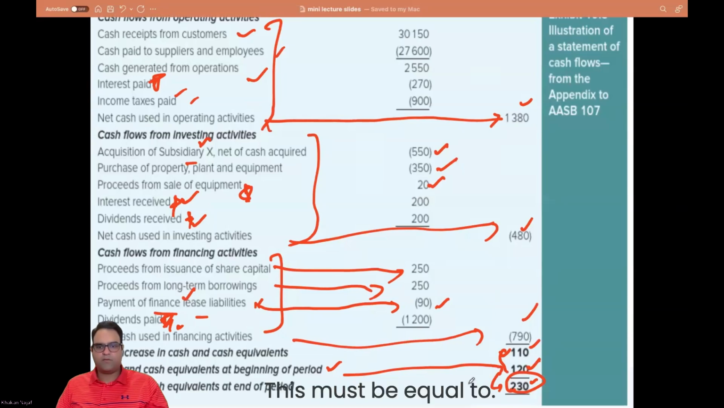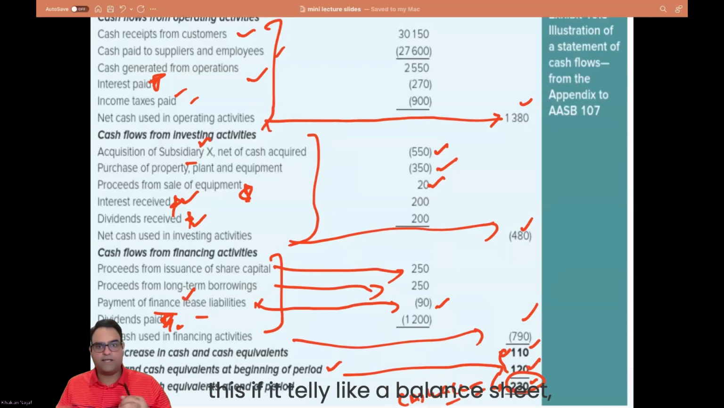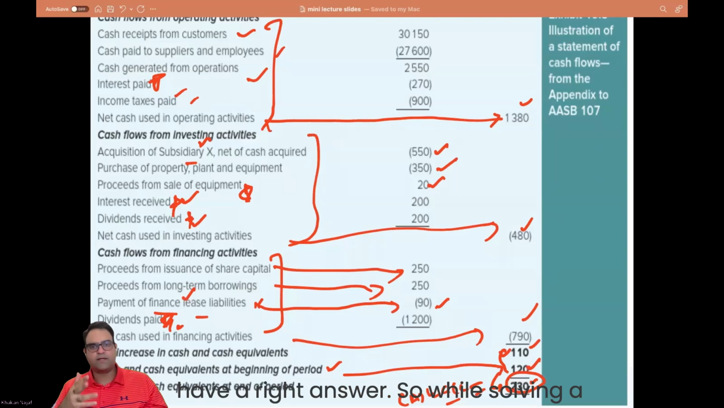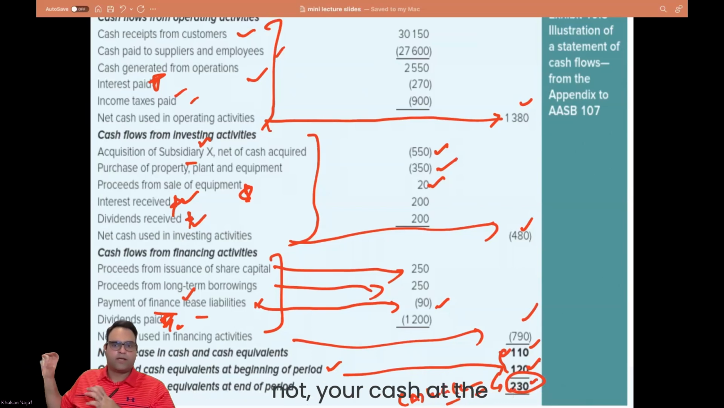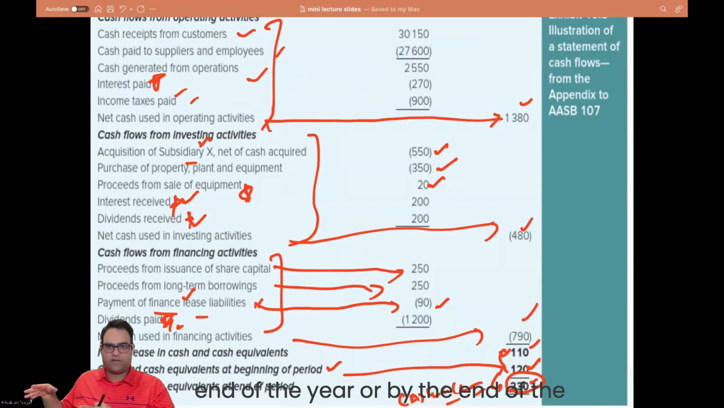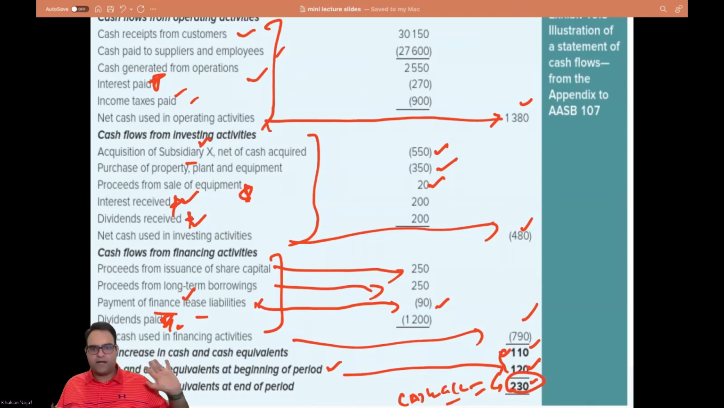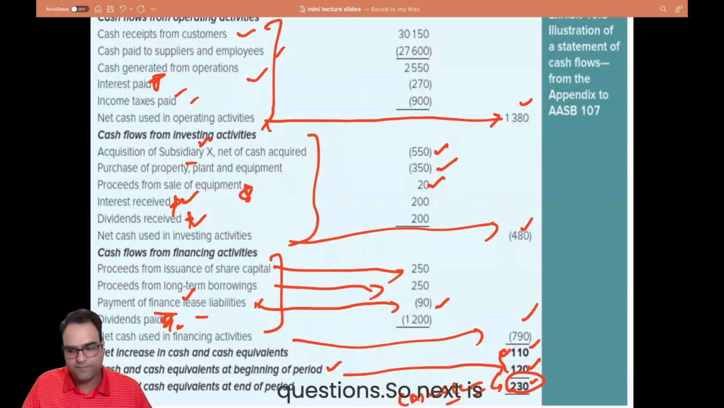This must be equal to your cash account, our bank account. So the bank account and this, if they tally, like a balance sheet, if these are equal, you have the right answer. So while solving a question in the examination, if you want to know whether your answer is right or not, your cash at the end of the cash flow statement should be equal to the cash account at the end of the balance sheet. I will show you this in the upcoming questions.